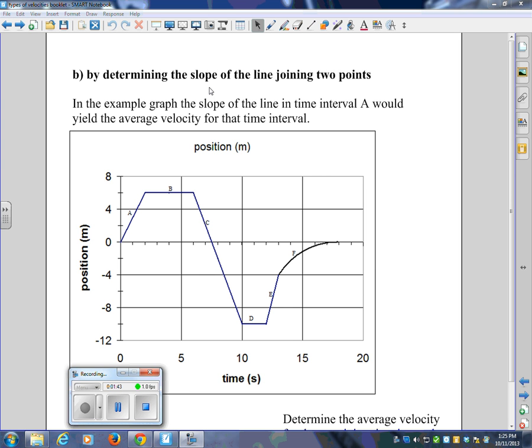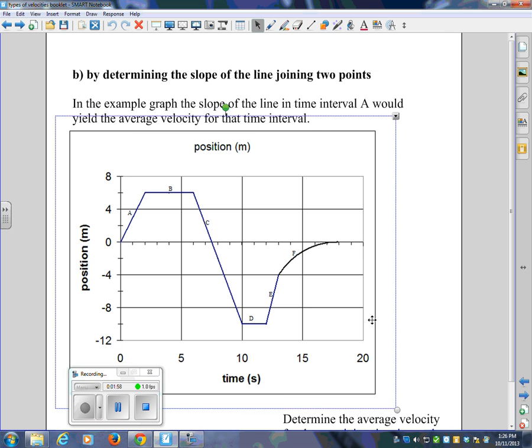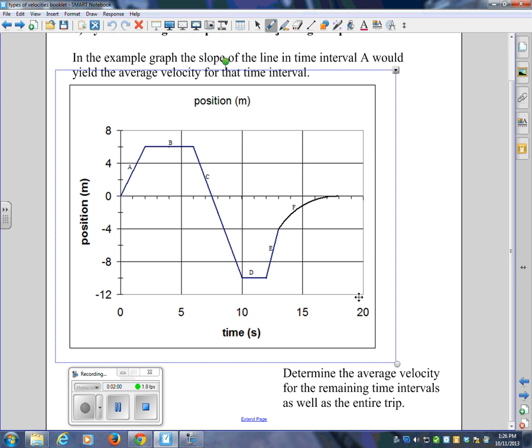So in the example graph, the slope of the line in time interval A would yield the average velocity for that time interval. Okay, so how would I find the average velocity then for interval A? Well, I would just find the slope of that line, right?